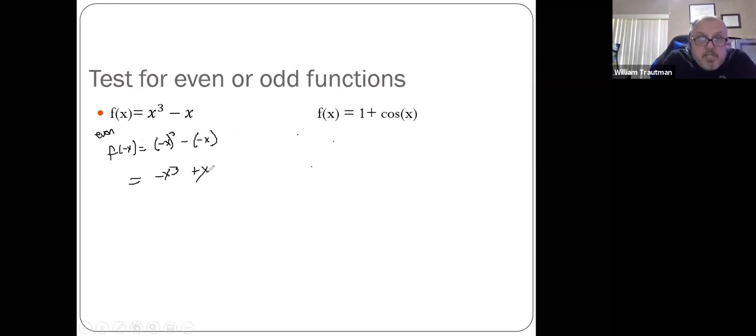So can you tell me, is this an odd or an even function? When I put a negative in, did I get the original or did I get a negative in front of the original? In the chat box, type in odd or even. Is there even a chat box available? Type in odd or even.